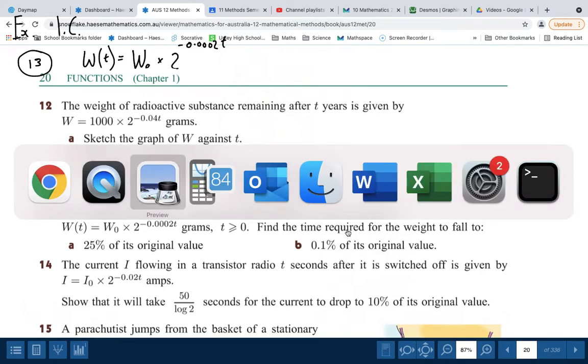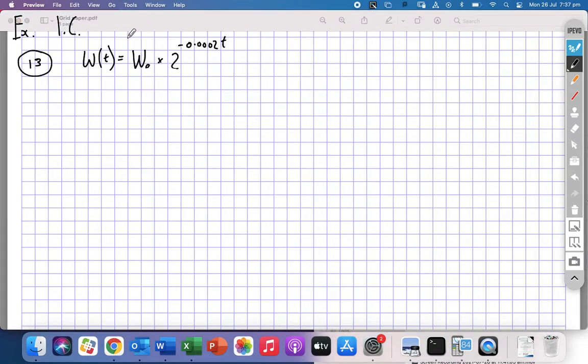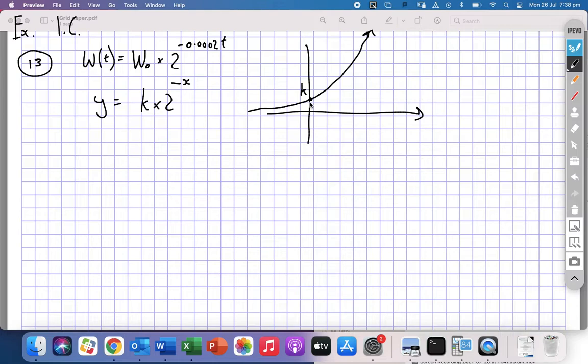I'm seeing an equation like that. Hopefully you know what that looks like. It's really very similar. I've got some number here, this initial weight, and then we've got some negative power. If I was to simplify it like that, you know what a normal exponential looks like, as in, you know, this type of shape. Right, this would be, I'll use x here, x's and y's.